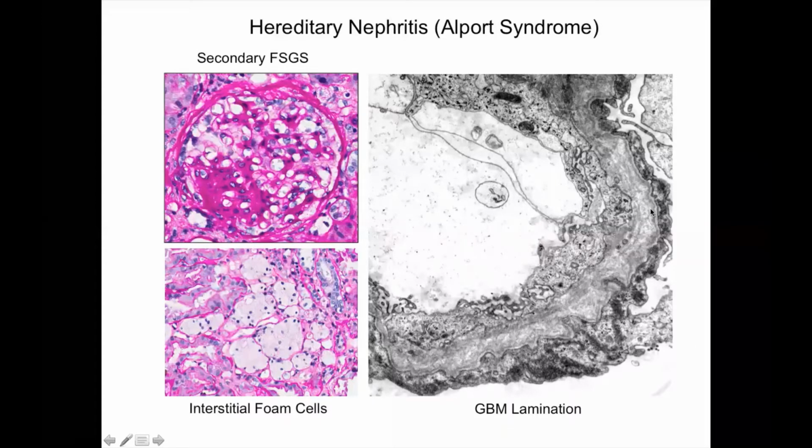One of the things that can also happen in Alport syndrome is alternating between thick and thin bits of the glomerular basement membrane. So we have thick areas and thin areas of the lamina densa.